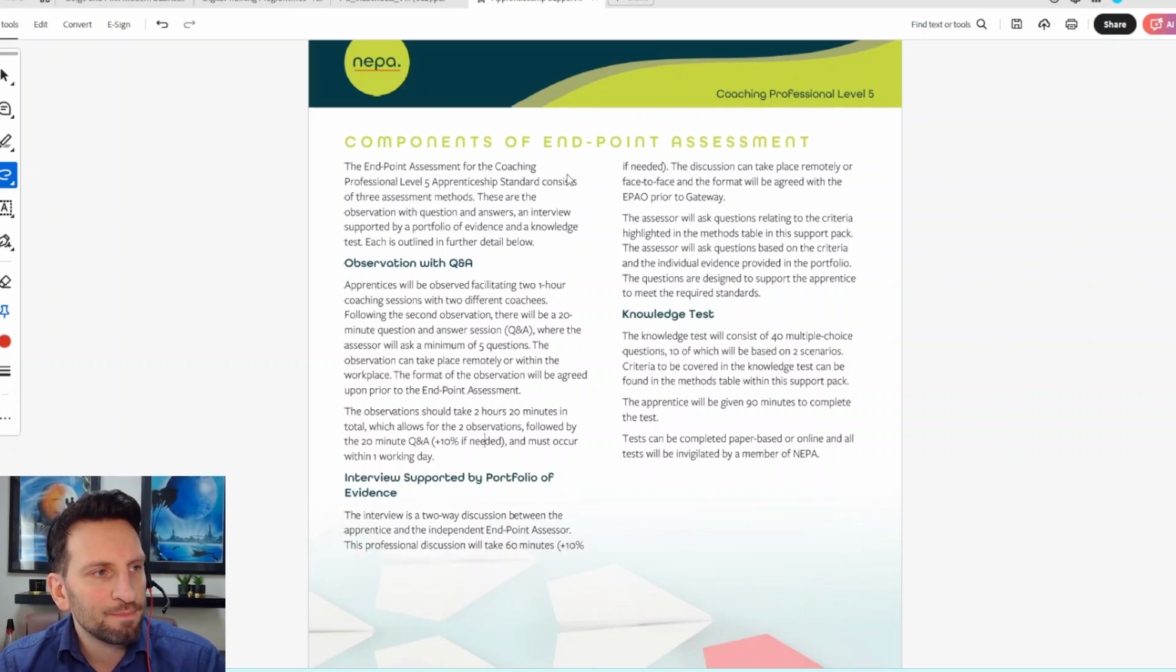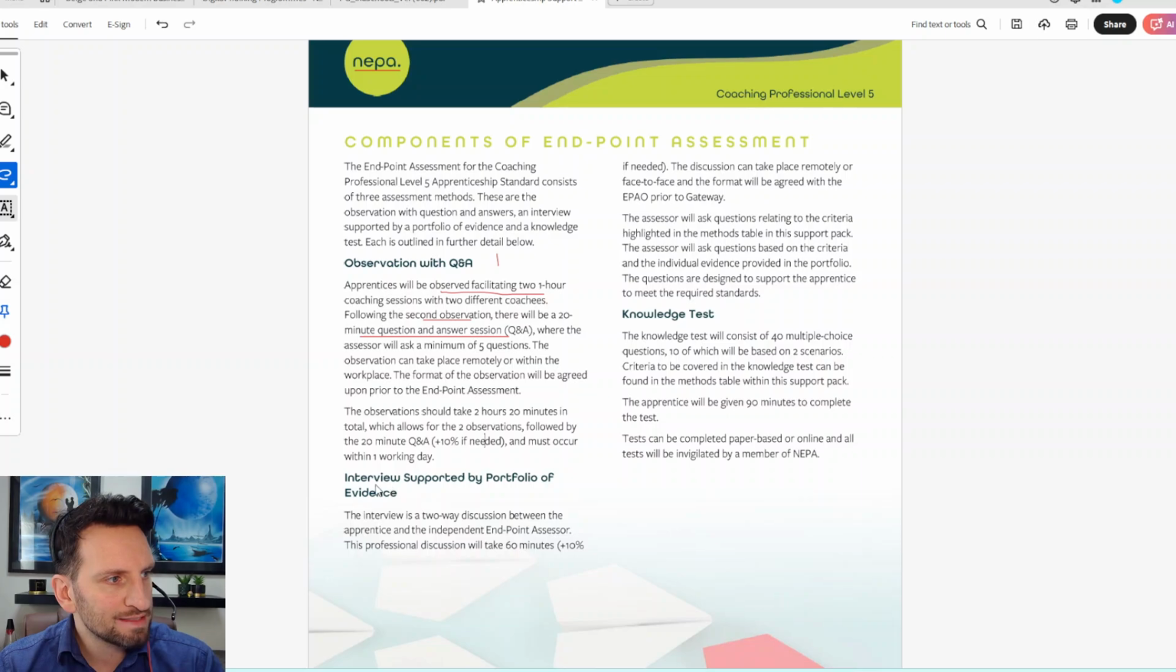In their endpoint assessment pack, it gives you the three components, and that is an observation with a question and answer session. So this is where apprentices will be observed facilitating two 1-hour sessions, followed by a second observation where there'll be a 20-minute question and answer session. So effectively, you need two people that you can coach for an hour session. You'll be observed by an endpoint assessor, and they will ask you questions about the session, like why did you use a certain technique, or what was your approach, and you'll be able to explain to them how and why you have coached that individual in that way.